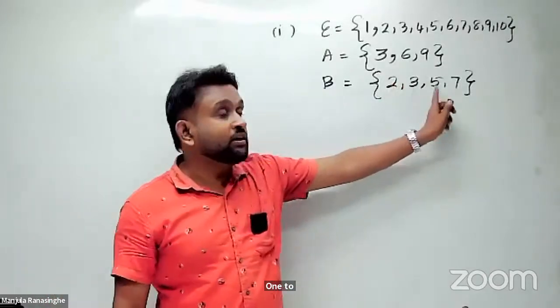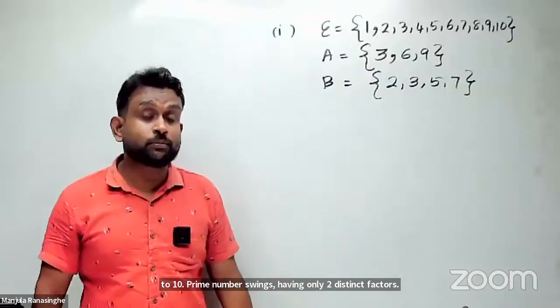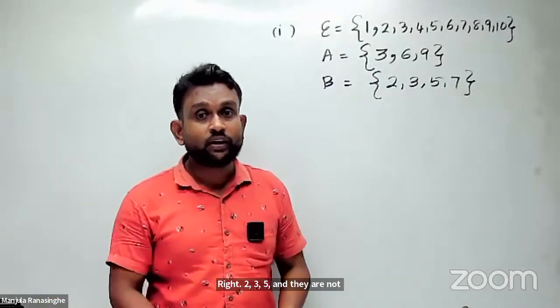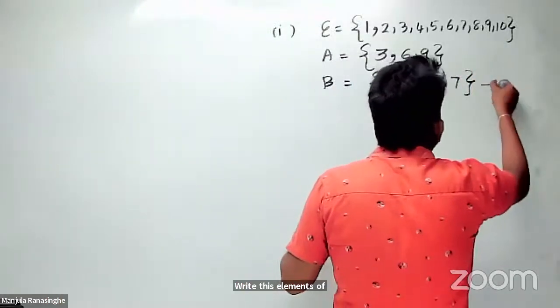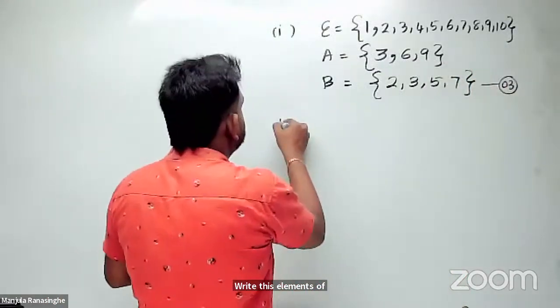Right? 2, 3, 5, 7. They are not divisible by other values except 1 and the number itself. Write the elements of the above given set. So this is having 3 marks, 1 by 1.